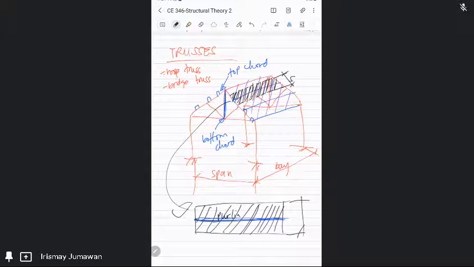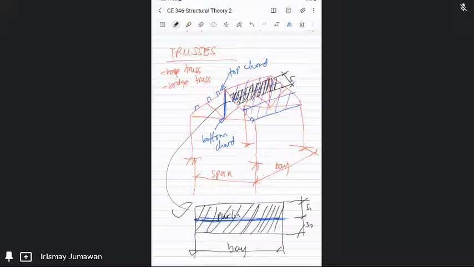Okay, so this will be S1 and this is your S2 for the purlins. This is the bay. The bay is the spacing between trusses. The span is the length of your truss.